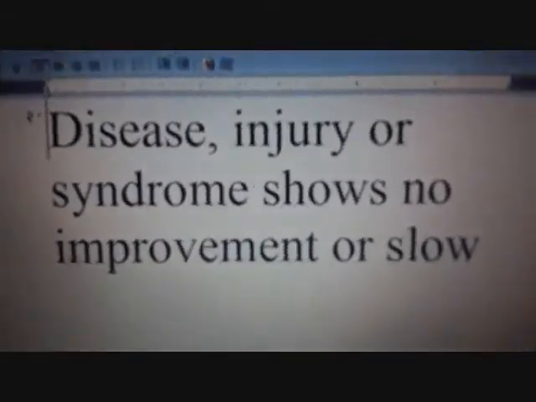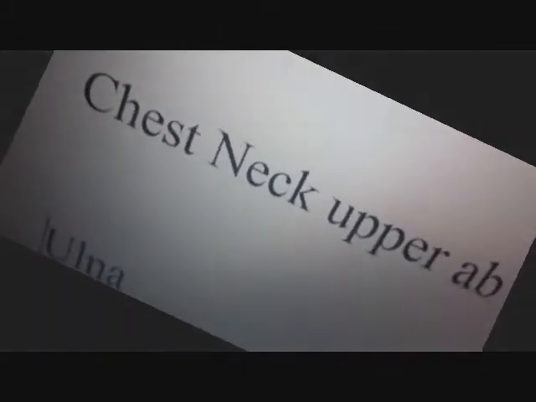Chronic illness is defined as what? Chronic illness is defined as a disease, an injury, or a syndrome that shows no improvement or slow improvement. Name the 2 parts of the head. The 2 parts of the head are the cranium and the face. Name 3 parts of the trunk. The 3 parts of the trunk are the chest, the neck, the upper abdomen. The largest of the 2 forearm bones would be the ulna.